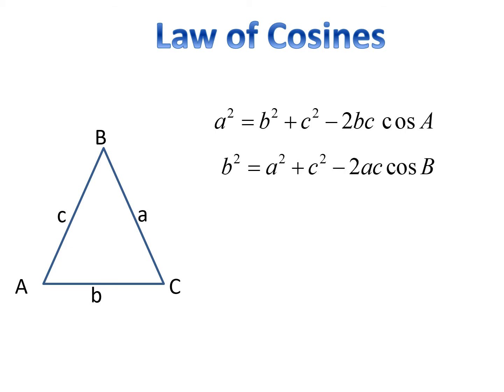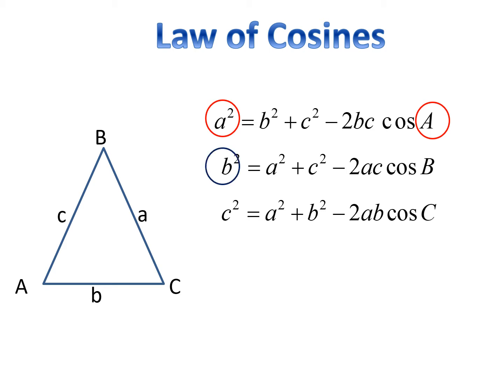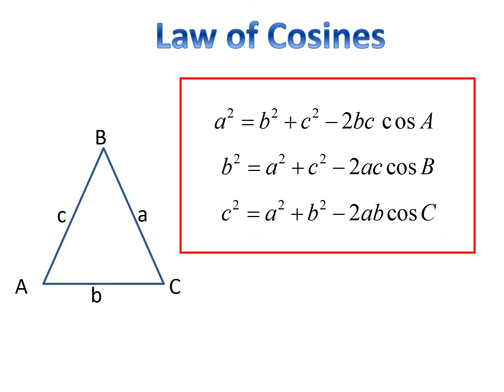So if you take a look at this equation, you can write it in 3 different ways depending on which side you would like to solve for. Note that if you are solving for side a, you will use the cosine of A. If you're solving for side b, you will use the cosine of B. And if you are solving for side c, you're going to use the cosine of C. So here are the law of cosines.